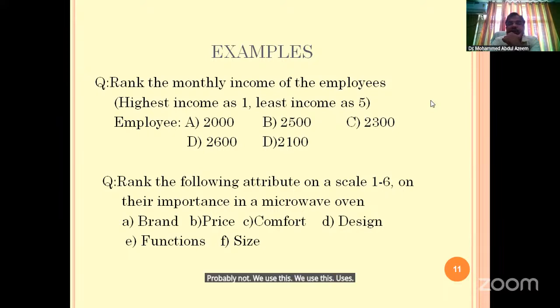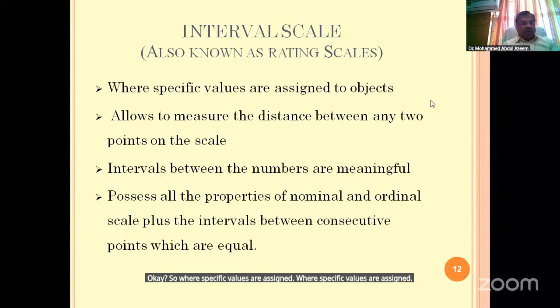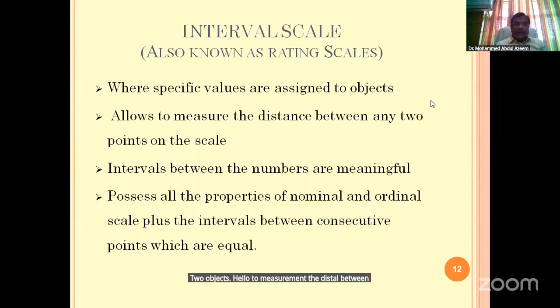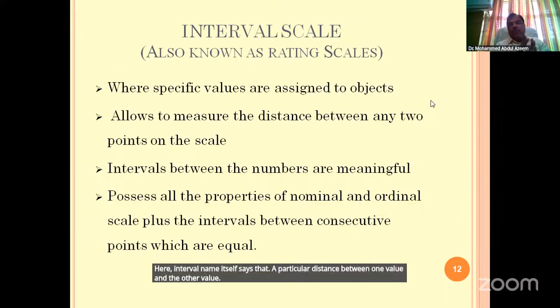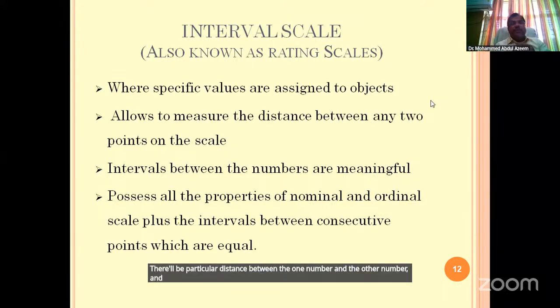Then the question is, which statistical tool do we have to use? The third one is interval scale, also known as rating scale, where specific values are assigned to objects, allowing measurement of the distance between two points on the scale. The interval name itself says there is a particular distance between one value and the other, and it should be meaningful.